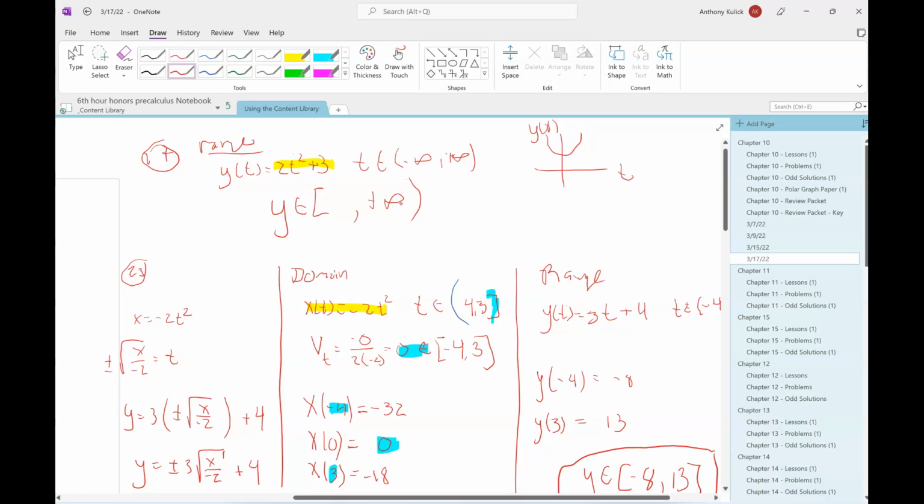Okay with that? So I just need to figure out the y-coordinate at that vertex. So I know the vertex is negative b over 2a. So that's just 0. So y of 0 is 3. So that's just 3 to positive infinity. No problem.